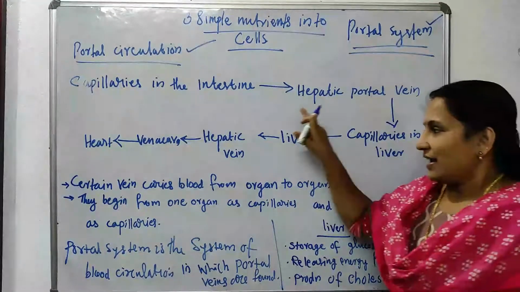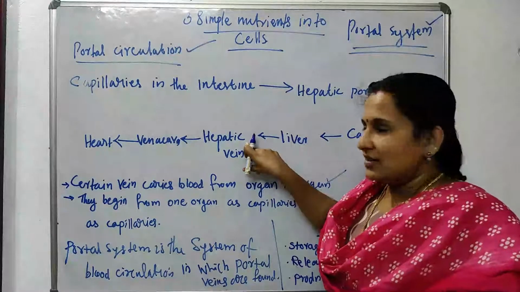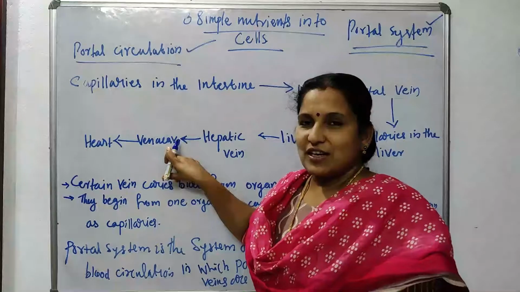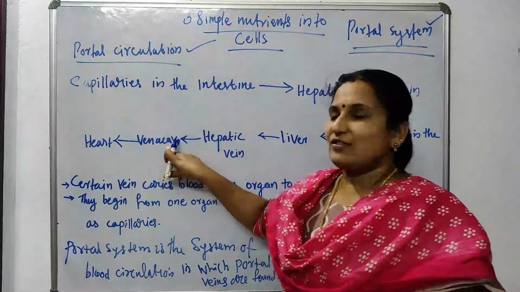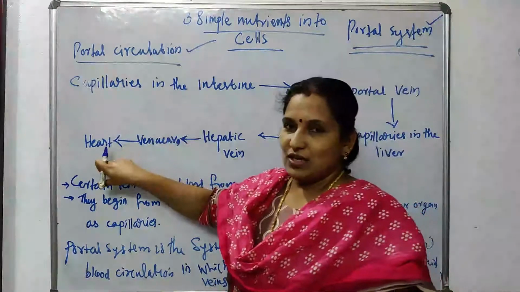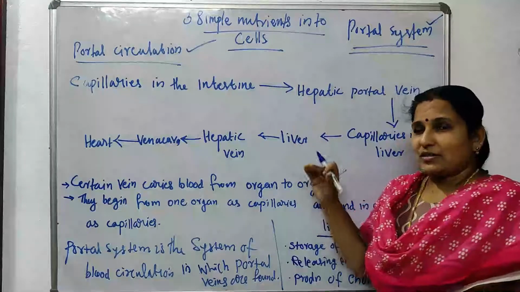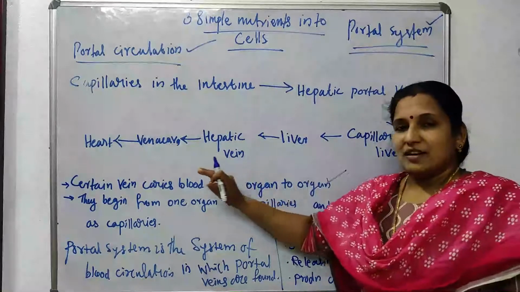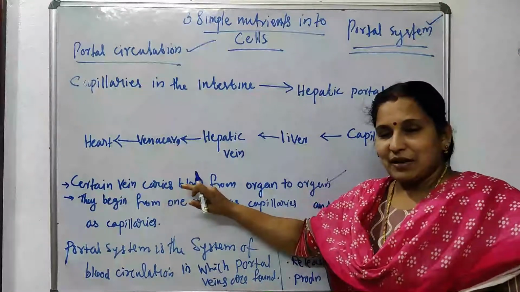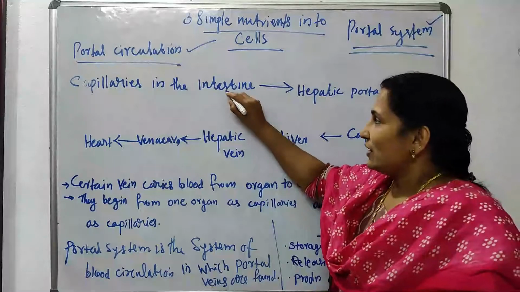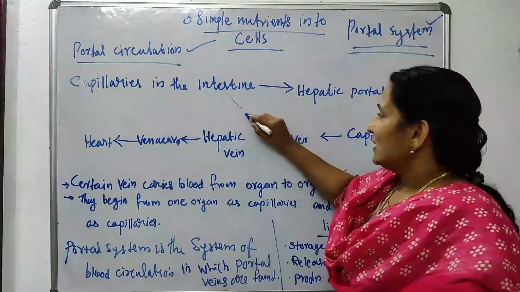From there, again the hepatic vein is connected to the vena cava. Through the vena cava, superior vena cava and inferior vena cava, it reaches the heart. So, the portal system consists of veins that carry blood from organ to organ, from the small intestine to the liver.